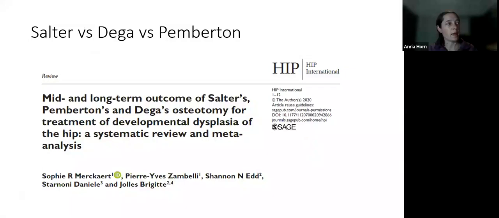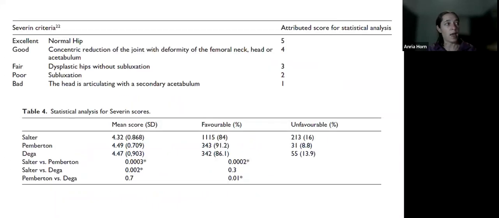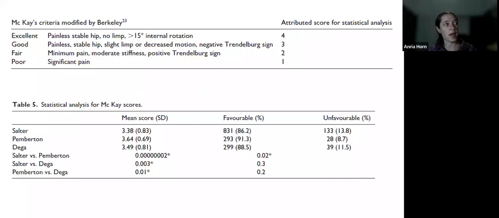Okay, so then somebody did look at which is the best: Salter versus Dega versus Pemberton. This is again a systematic review. And when we look at the Severin criteria, and I'll get to that, the Severin criteria is a radiographic grading that's applied at skeletal maturity. For the favorable Severins, the Pembertons did the best, followed by the Degas and followed by the Salters. So in terms of this systematic review, in terms of your favorable results, the Pembertons did the best. And also the same when they look at the McKay, which is a clinical score, not radiographic.